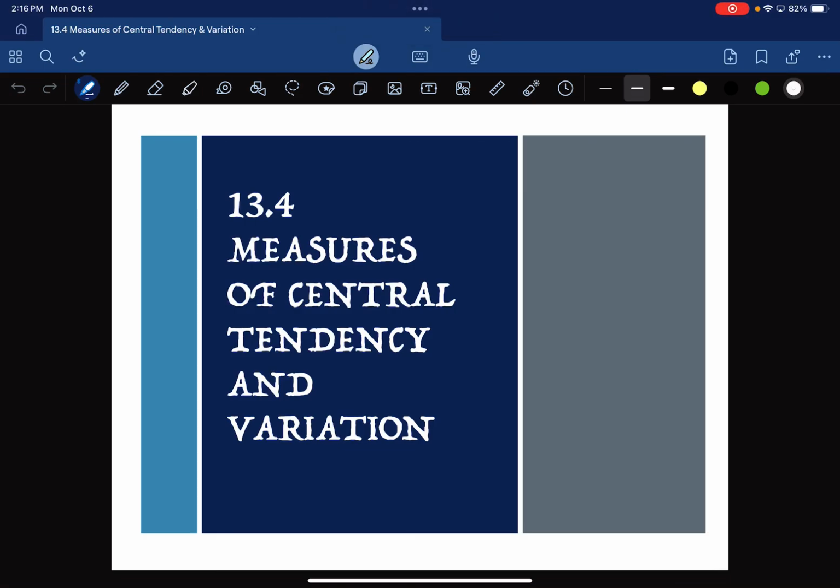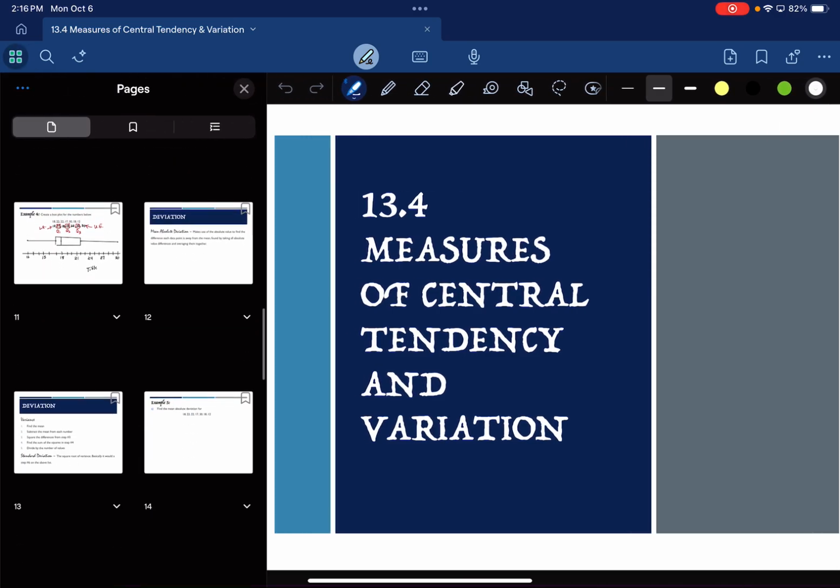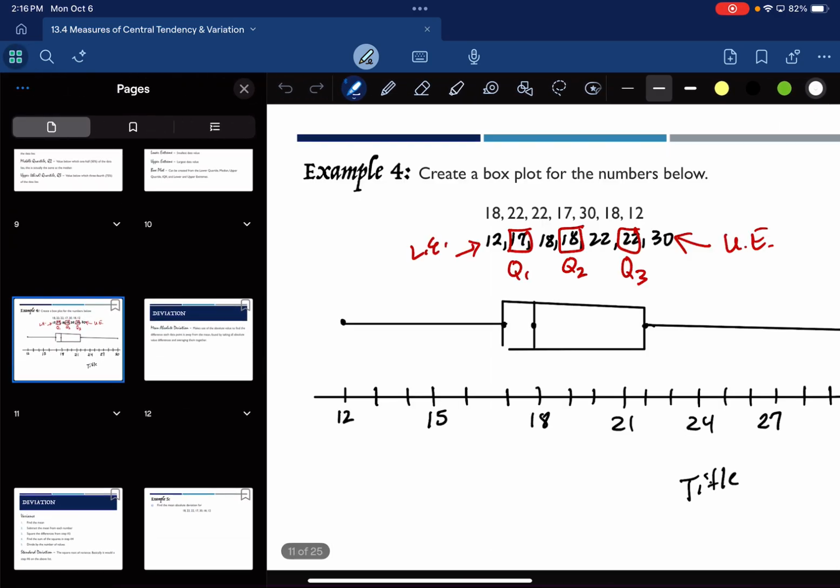So we're going to pick up in section 13.4 where we left off last time. I believe that we had stopped with creating a box plot. Does that sound right? Yeah. Excellent. So our box plot looked like this when we were done.